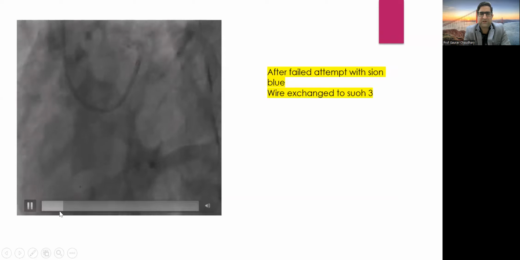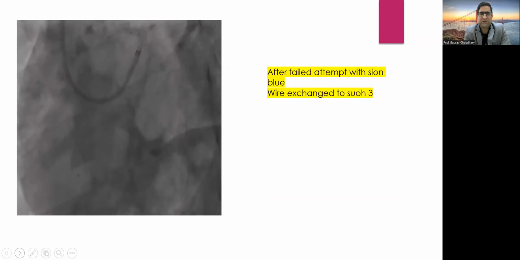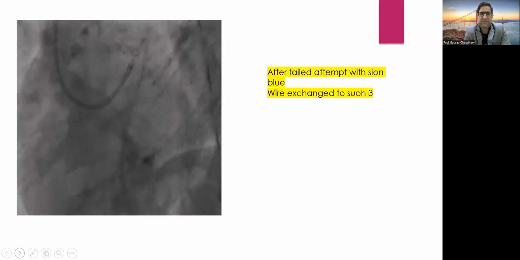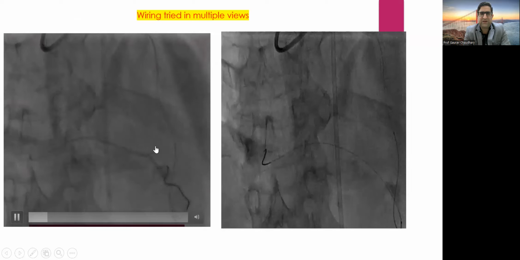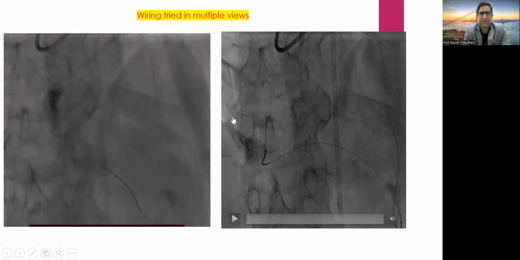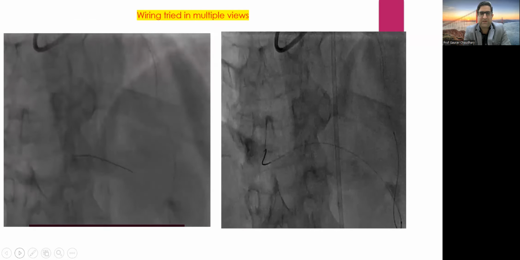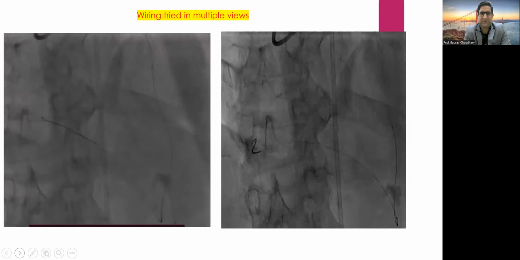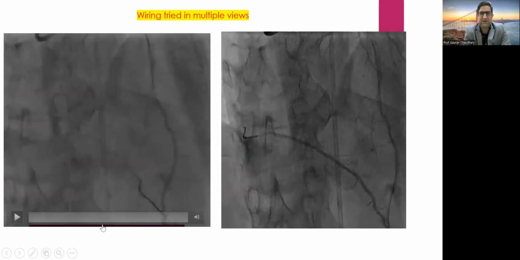But the problem was that the wire was not going into the distal LAD, and from the distal LAD it was not going to the epicardial distal RCA. So various views were taken. Now the wire was changed to the Suoh wire, and it was tried to negotiate in various segments, and we were able to cross into the distal RCA.